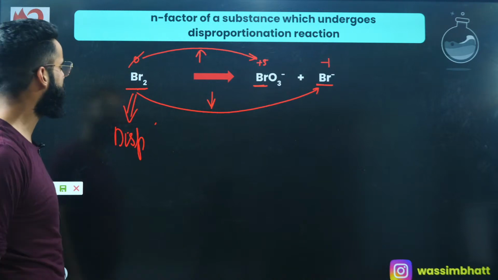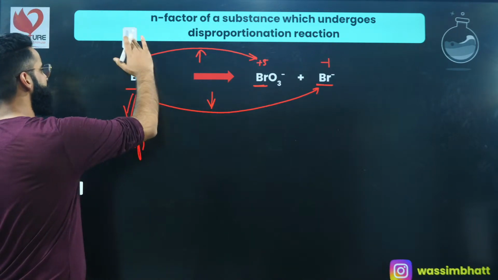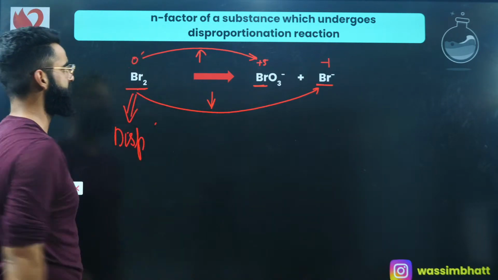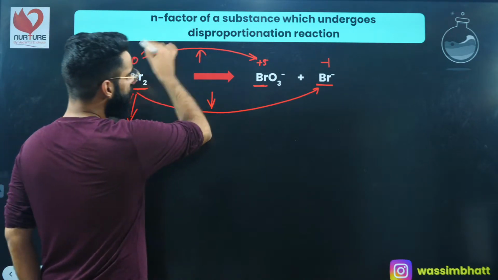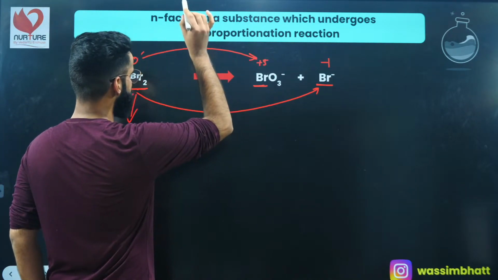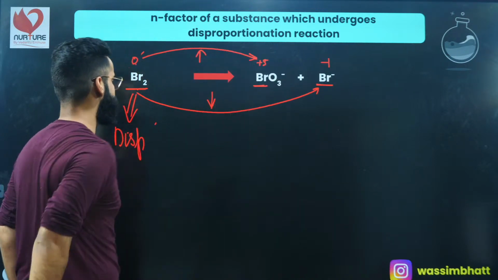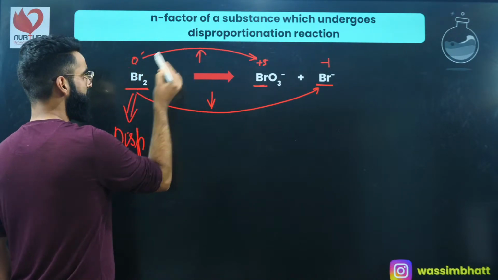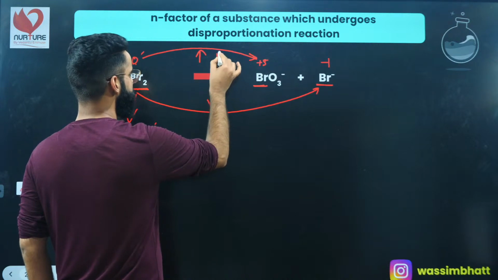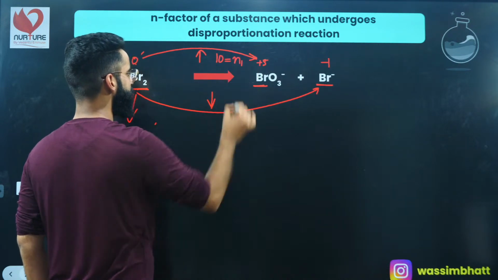How do I calculate the N factor in disproportionation reactions? I'll simply tell you one trick, that's all. Say guys, 0 to +5, what is the change in oxidation state? Final minus initial, 5. 5 is the change in the oxidation state for 1 atom of bromine, but I have 2. So 5 multiplied by 2 comes out to be 10. So the N1 value is 10, right?